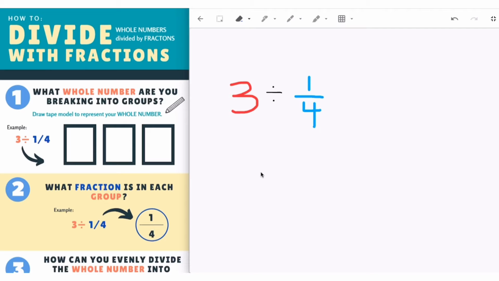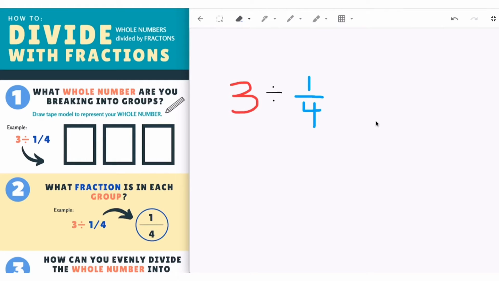Hey G5, welcome back for your second assignment of the week, learning how to divide with fractions. This video will help you complete math assignment number 2 for the week of May 4th, and will help us understand how to divide whole numbers by fractions, as you can see in this problem here.